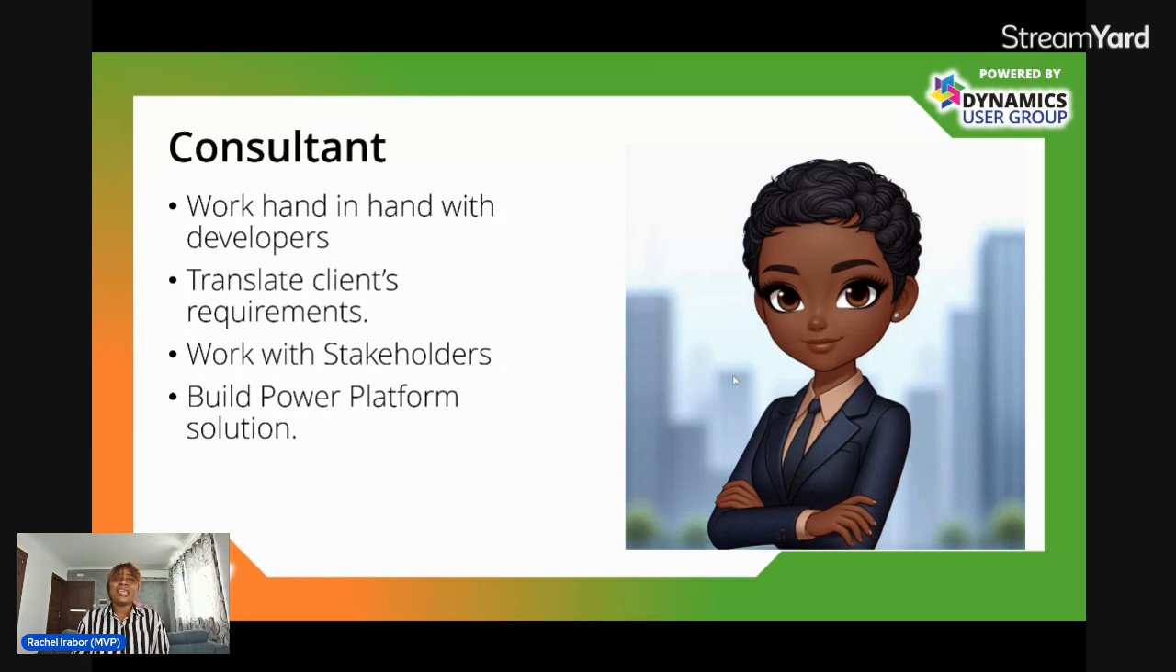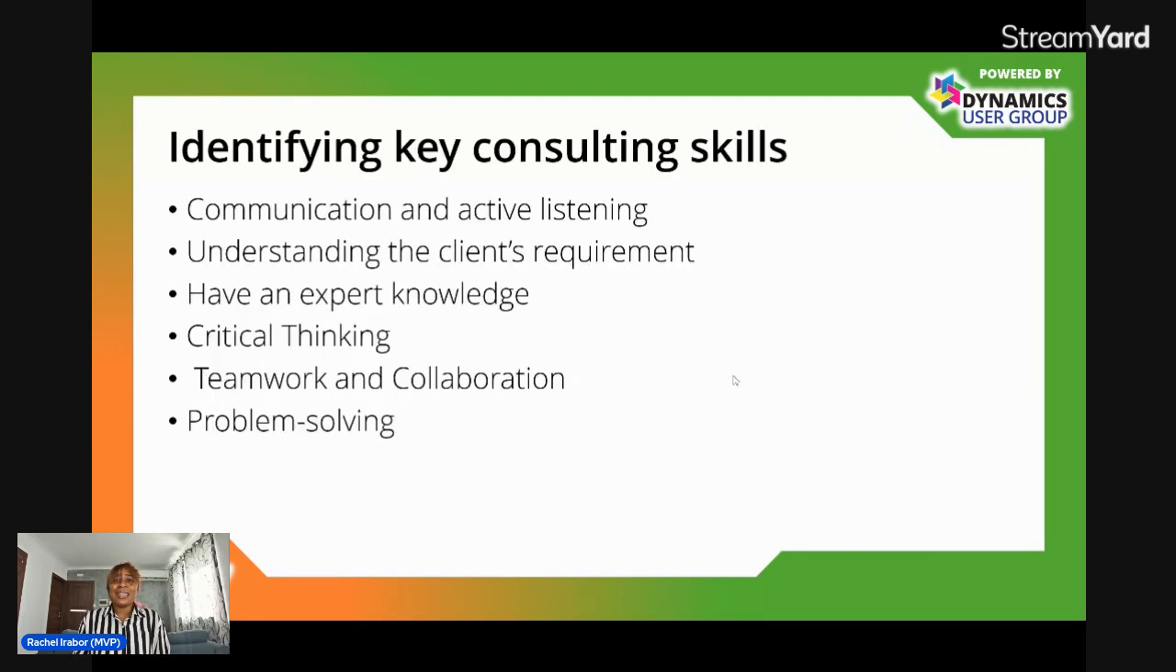So what are the key consulting skills that I think are essential for developers? There are a lot of consulting skills that I feel every developer should know. I would definitely love for you to research more about this, but I'm going to speak on a few things that I think as a developer you need to know.